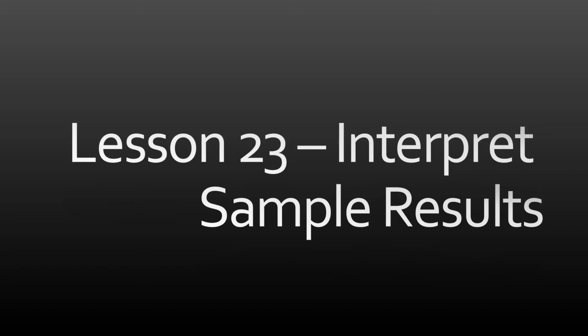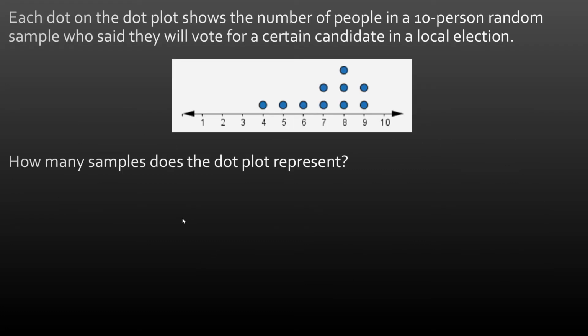In this video, I will be going over lesson 23, which is about interpreting sample results. Our first question says that each dot on the dot plot shows the number of people in a 10-person random sample who said they will vote for a certain candidate in a local election. How many samples does this dot plot represent?